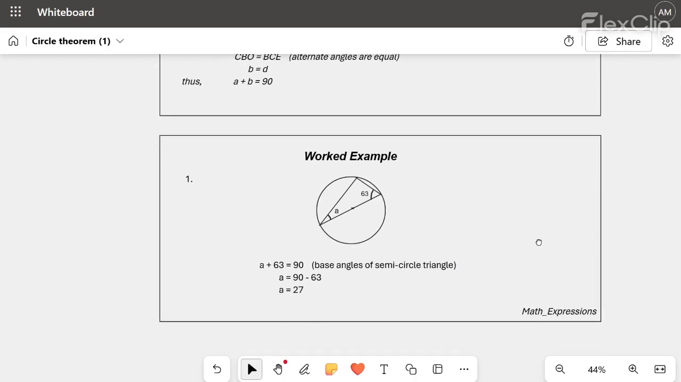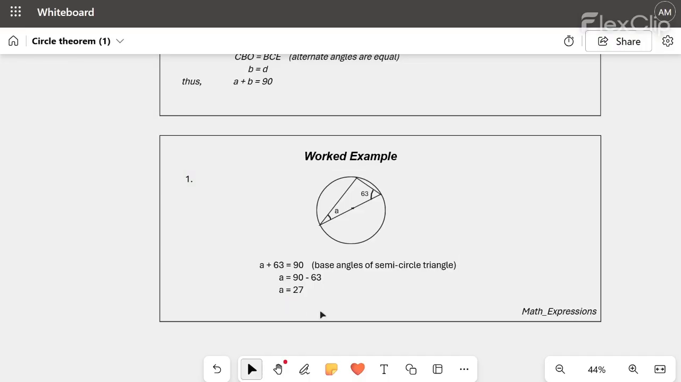From the theorem we have proved, we know that whenever a triangle is drawn in this condition, its base angles are always complementary. That means the sum of the base angles is always 90 degrees. So the first thing we need to do is sum the angles. That is angle A plus 63 degrees is equal to 90 degrees. Why? Because they are base angles of a semicircle triangle and they are complementary. If you do the math, angle A is equal to 90 degrees minus 63 degrees. Therefore, angle A is equal to 27 degrees.